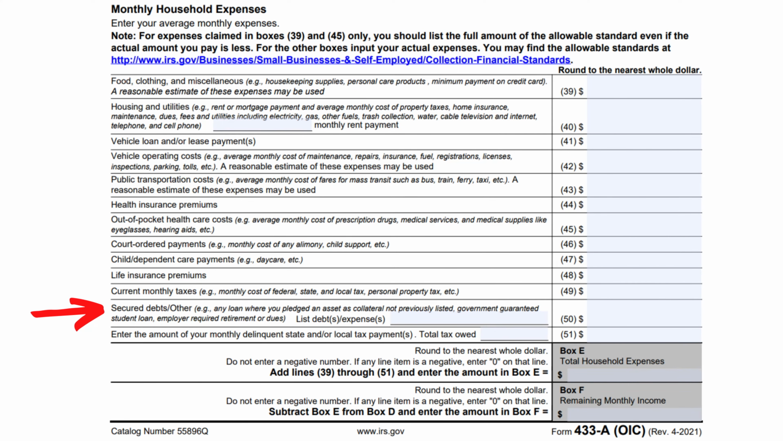Another example right here in the form is employer required retirement or dues. This is not referring to voluntary retirement. So your voluntary contributions to your 401k don't count. But if your employer requires you to, say, contribute a certain amount of money every month to your retirement, or requires you to pay some dues, union dues or something like this, that would count. Employer required retirement or dues pertains to production of income, so the IRS accepts that. What about education expenses, tuition payments and all that? I talked about student loan payments previously, but what about if you're in school now and you're making tuition payments or other education related expenses?